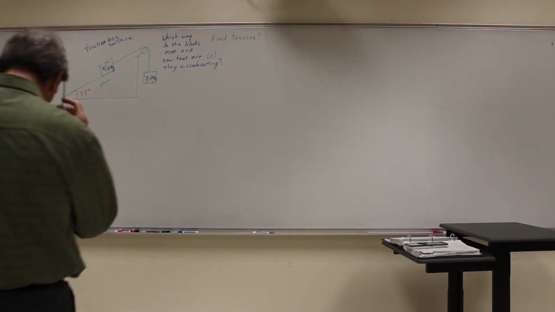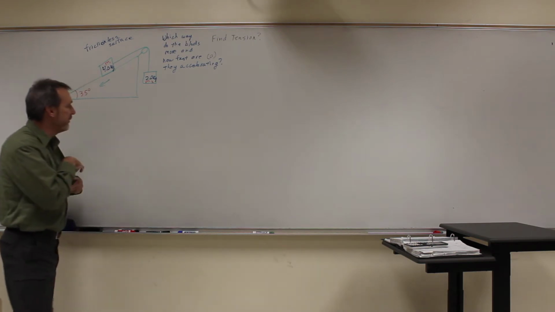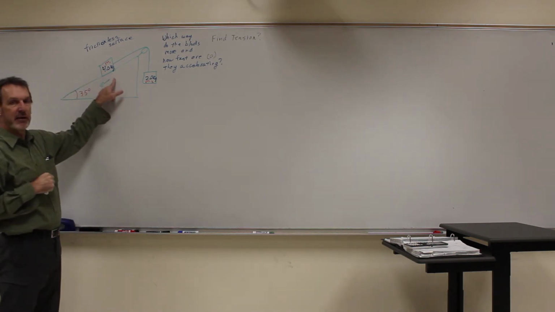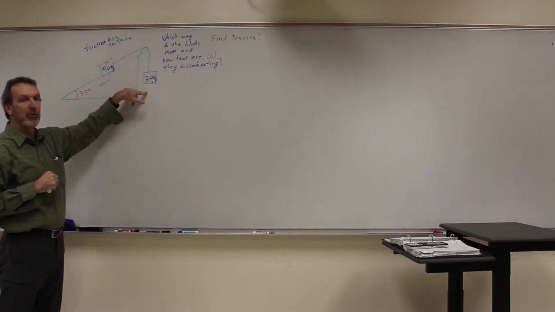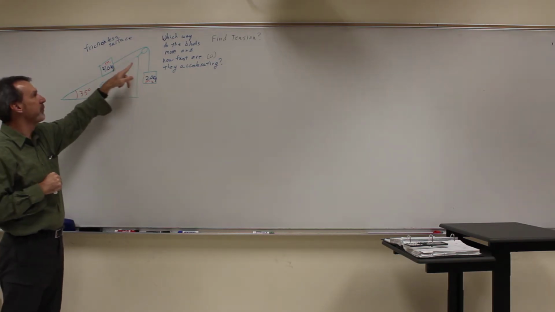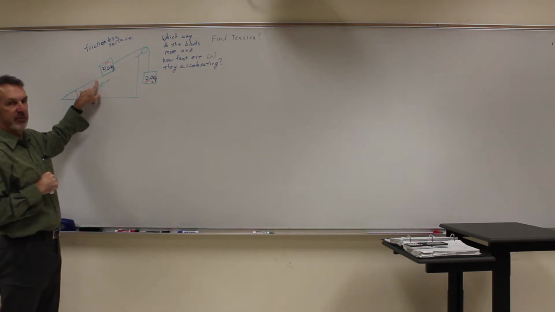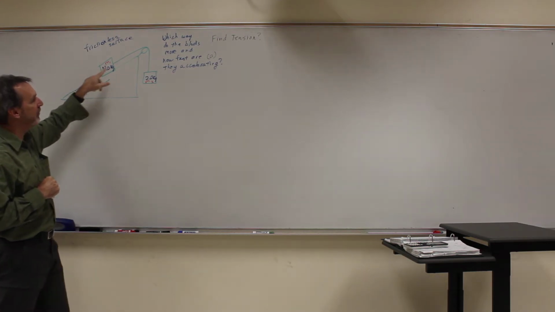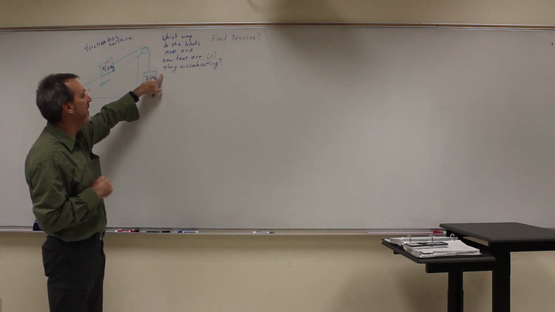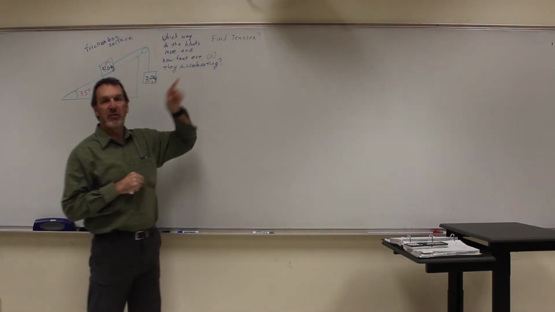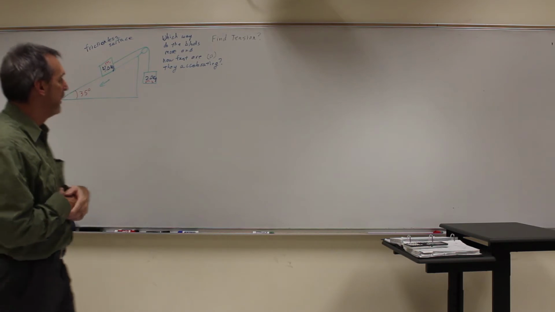Okay, we now have a problem where we're going to have two blocks, one block on an inclined plane, one block connected to it by a rope over a pulley, a massless, frictionless pulley, and the surface is frictionless. So what we want to do is find out which way the blocks move, how fast they're accelerating, and what's the tension in the rope.